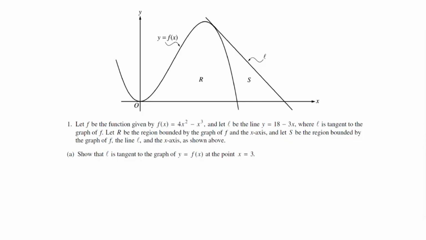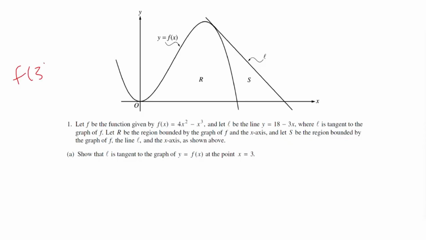And we want to show that L is tangent to the graph of y equals f of x at the point where x equals 3. Well, in order to show that, we just need to show what the derivative of f is, and that f of 3 is equal to the correct value for that line so that they match up at the right point.